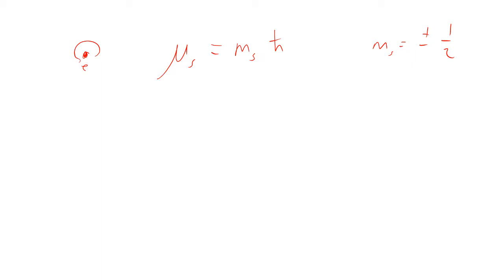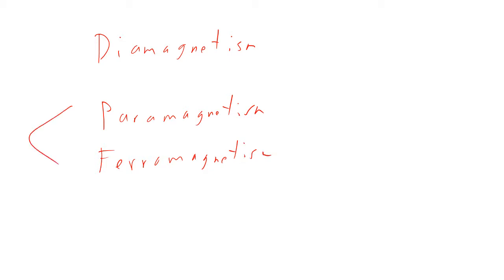Now, how does this relate to magnetism on a large scale? Well, we have different kinds of materials. We have what we call diamagnetism, paramagnetism, and ferromagnetism. These two, paramagnetism and ferromagnetism, are a little more closely related to each other in my mind than diamagnetism.